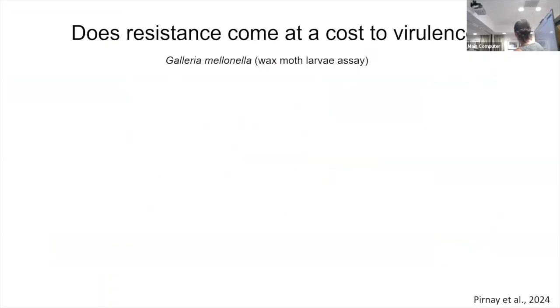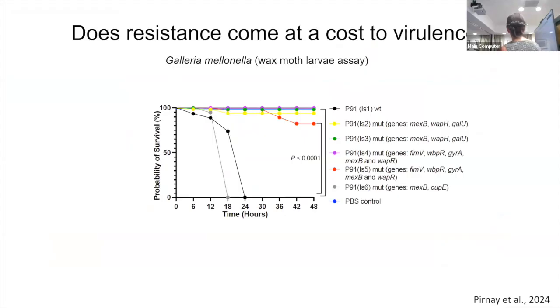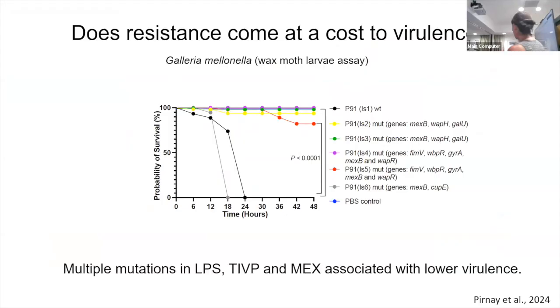And looking at the cost to virulence, again, we use the Galleria model also for these mutations, particularly the ones where you have multiple genes affected. We see a really significant reduction in mortality. They survive for 48 hours. And it's usually mutations in LPS, type 4 pili, and Mex combined.